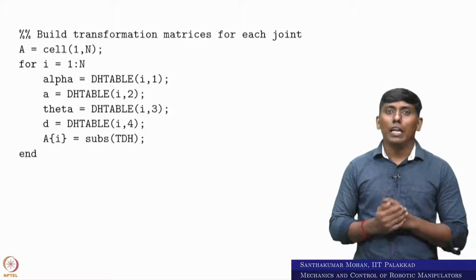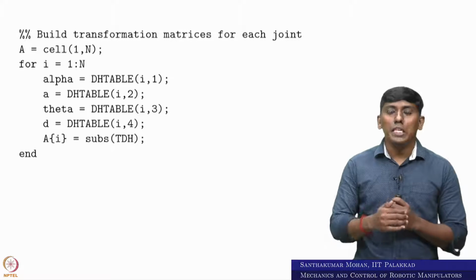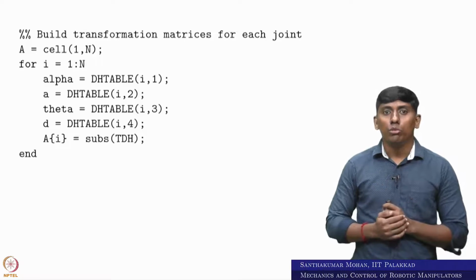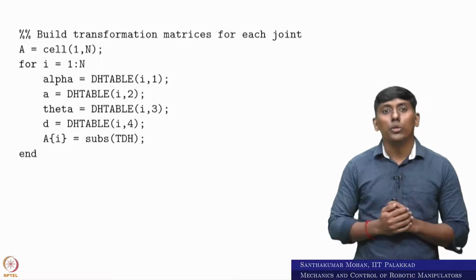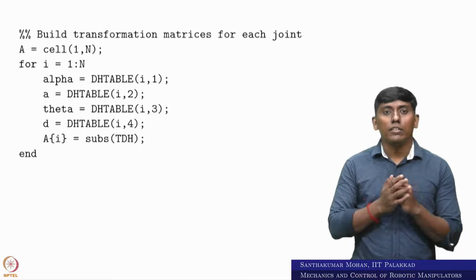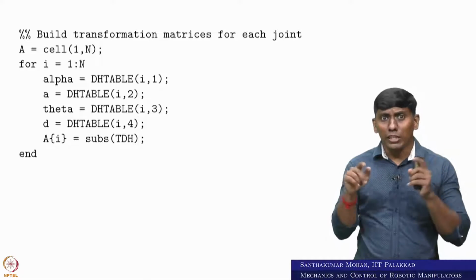Then you can see we are building the transformation matrix for each joint. We are substituting the individual DH table row-wise into the individual transformation matrix, which you can say is freezing it into a cell. So here the cell which is A consists of 3 subcells, that is what we call A of i within the braces.